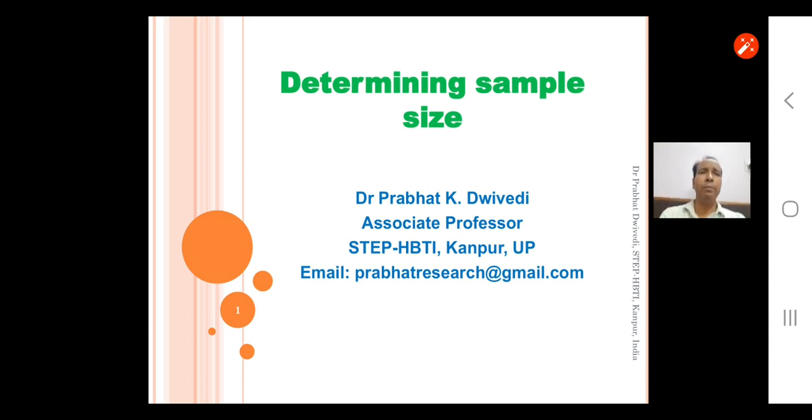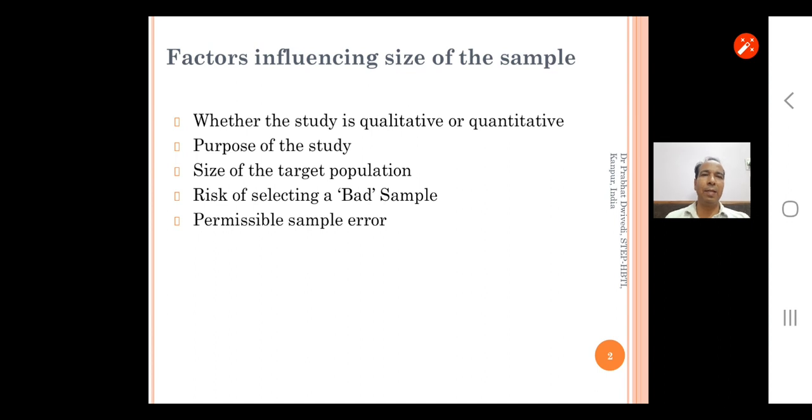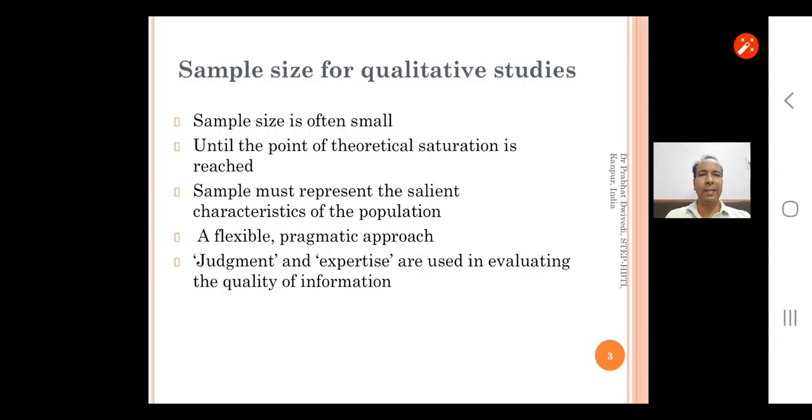Now, what are the various factors which influence the size of the sample? There are a number of factors, such as the nature of study, whether the study is qualitative or quantitative. Another is the purpose of the study, next is the size of the target population, and the next is the risk of selection of a bad sample. And lastly, the permissible sampling error. Let's take these factors one by one in the discussion.